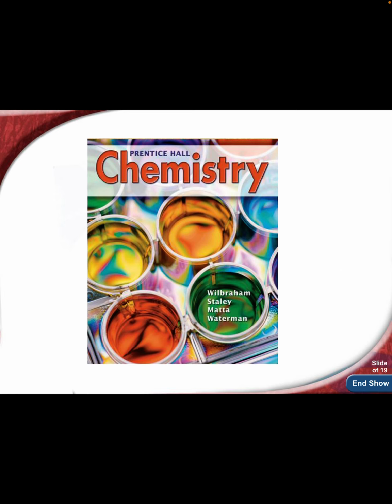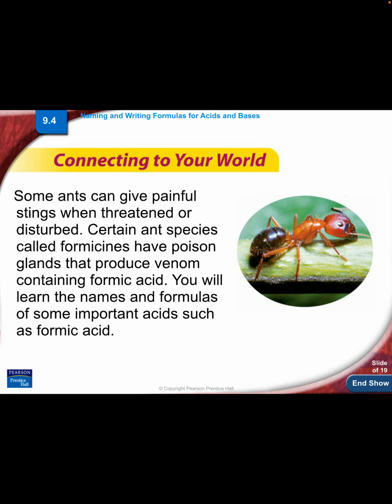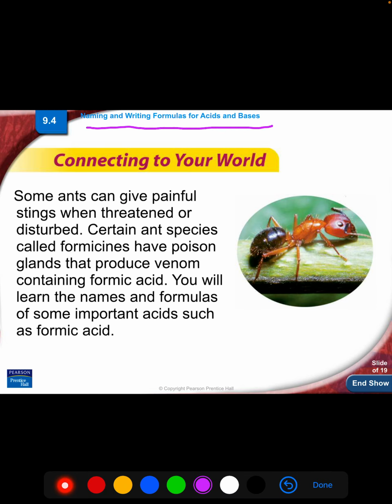But I want to discuss naming and writing formulas for acids and bases. And so far, we've already done naming and writing formulas for ionic compounds, and then naming and writing formulas for covalent molecular compounds. There's some special considerations for acids and bases, and probably the worst example they could have given is the example of formic acid, because formic acid is a trivial name for this compound.